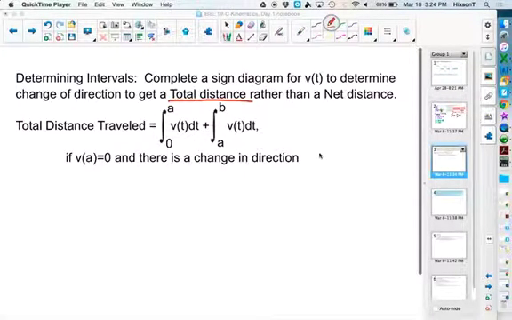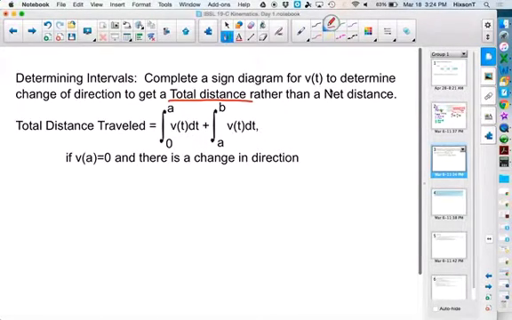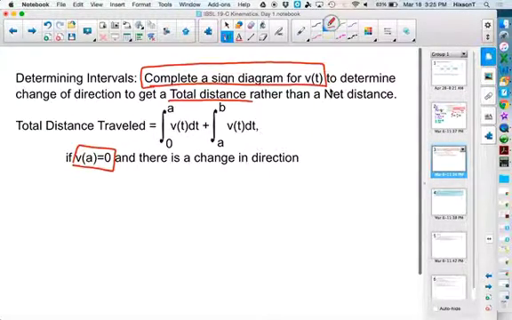So, again, if we're looking for total distance, what we have to do here is, first of all, here comes the sign diagram again. We're going to complete a sign diagram for v of t, the velocity, to determine change of direction. And here's the key. We want to look for the places where the velocity equals 0 and changes from positive to negative.